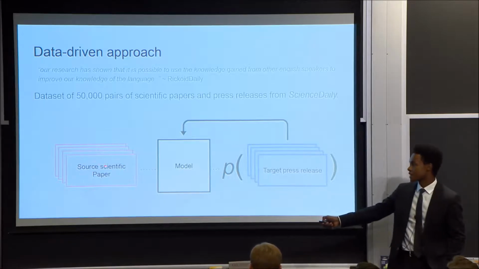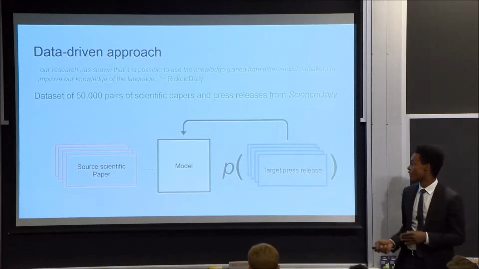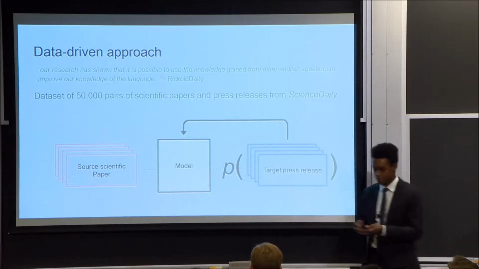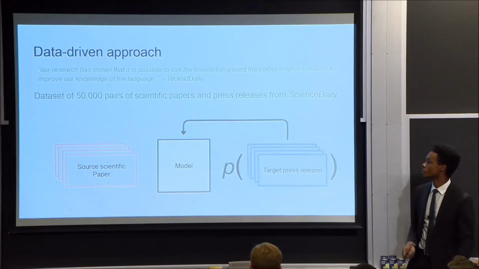A source scientific paper will be fed into our model, and then our model will be updated with the goal of maximizing the probability of the real press releases. So this is our machine learning framework.